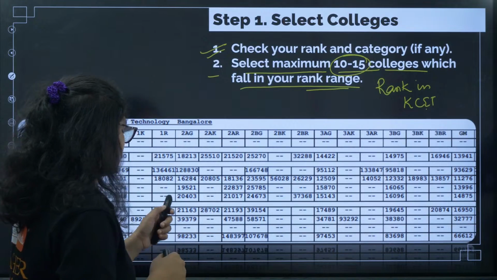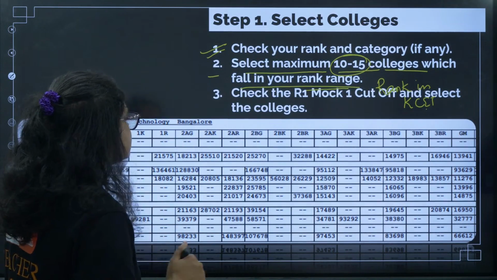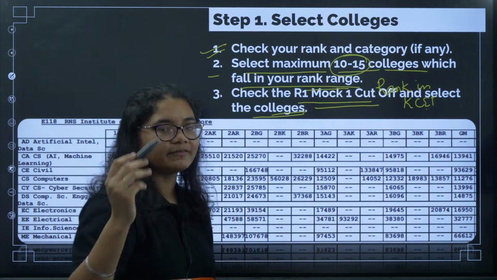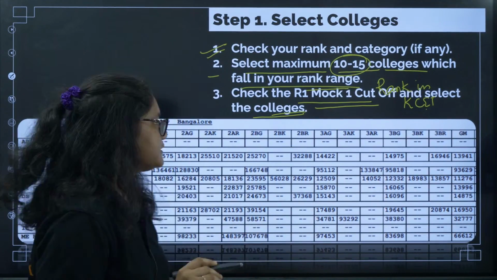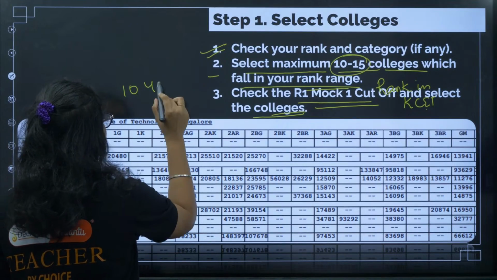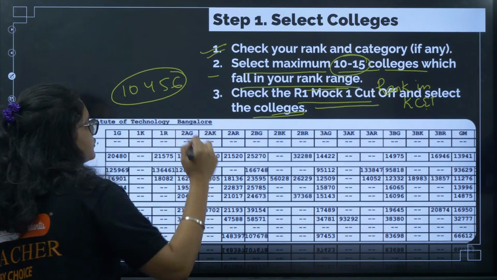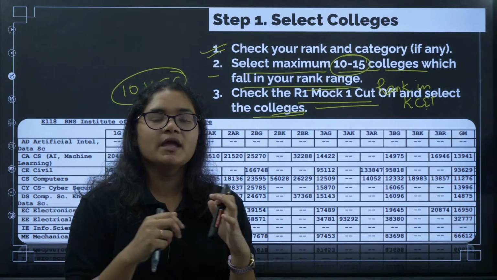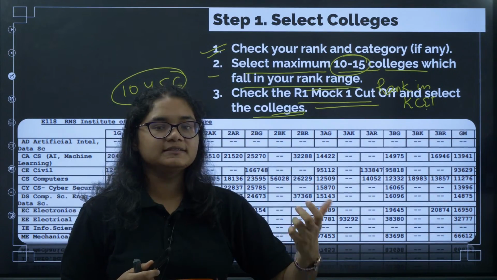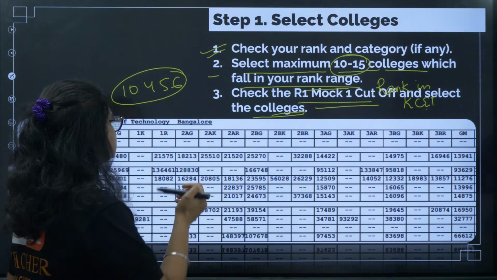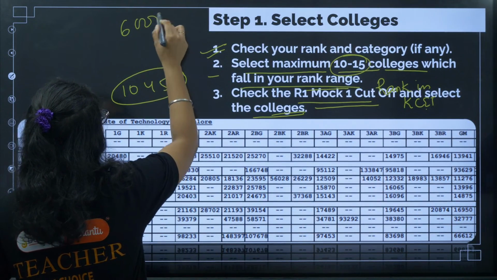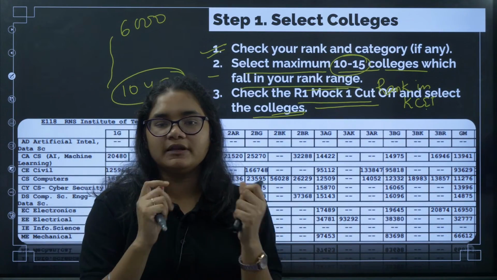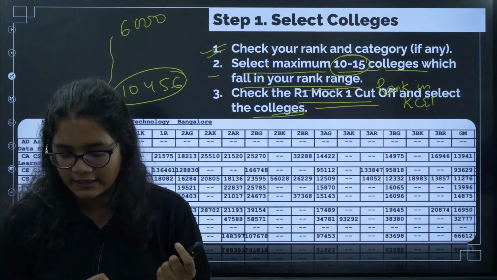Now, check the round 1 mock 1 cutoff and select these colleges. How will you check? Suppose your rank is around 10,456. You have to go to the round 1 mock 1 cutoff PDF and select those colleges and branches where the cutoff is between 6,000 at the start and up to 10,000. You need to select some 10 to 15 colleges and courses in that way.